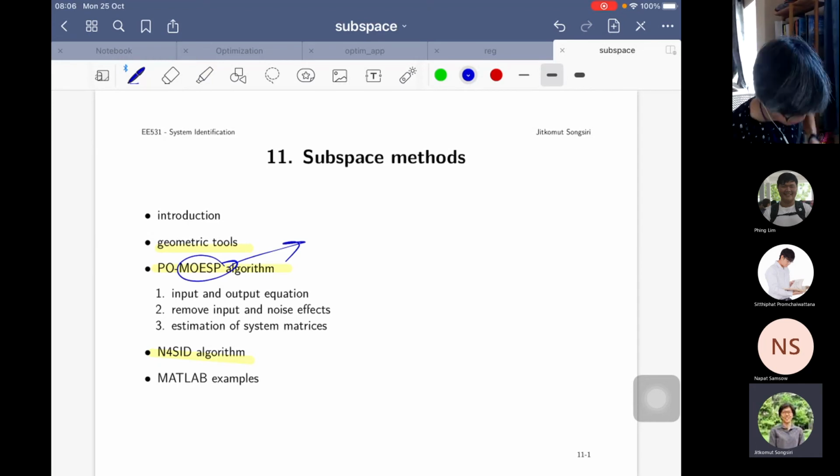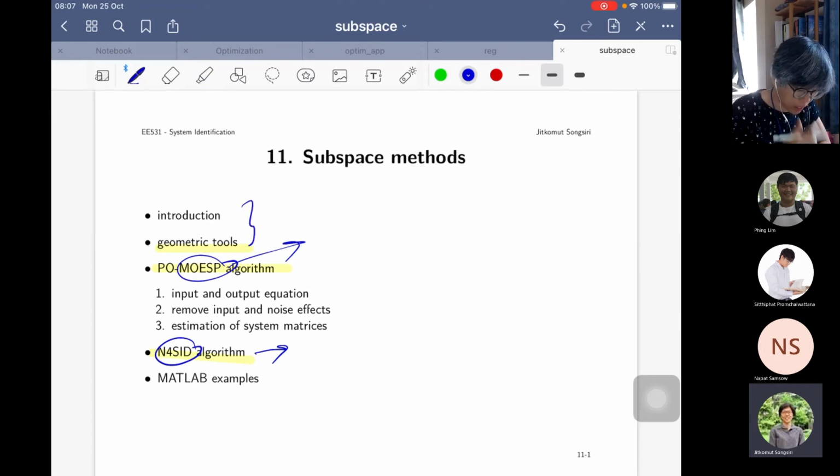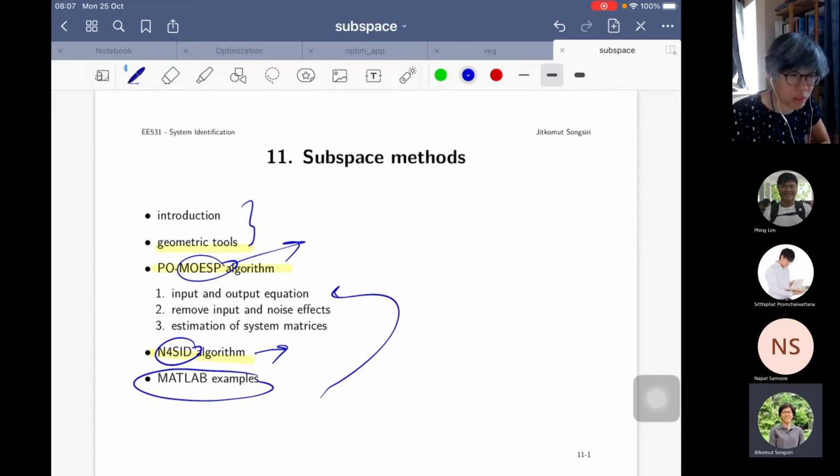And the last one is N4SID. This is an algorithm that is implemented in the subspace identification toolbox as well. In this video clip, probably I give an introduction, and maybe I jump to the Matlab examples, and then we come back to the theoretical parts again, the concept behind.